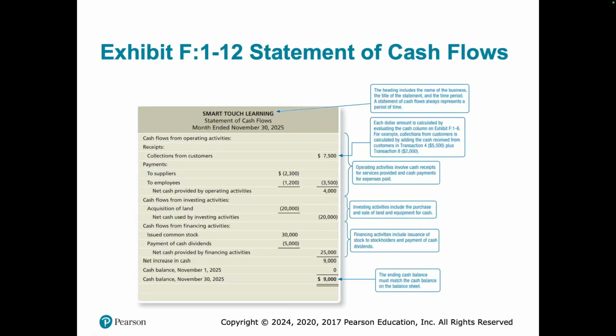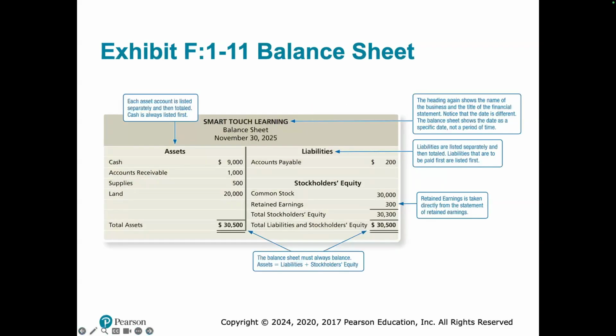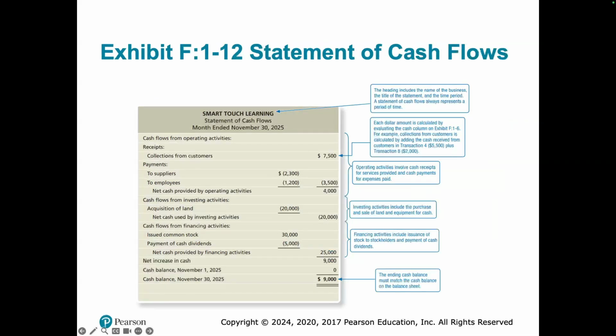I'm sorry, I forgot. This is the last statement, right? So the statement of cash flows is pretty important because it shows us how much cash we have. And why is cash important? Because it gives us liquidity. I may have nice assets, right? If I go back to my balance sheet, I can see I have supplies, I have land, I have accounts receivable, but I can't pay employees with those things. I can't pay bills or expenses with those things. I can do things with cash. So cash is needed to keep the business flowing.